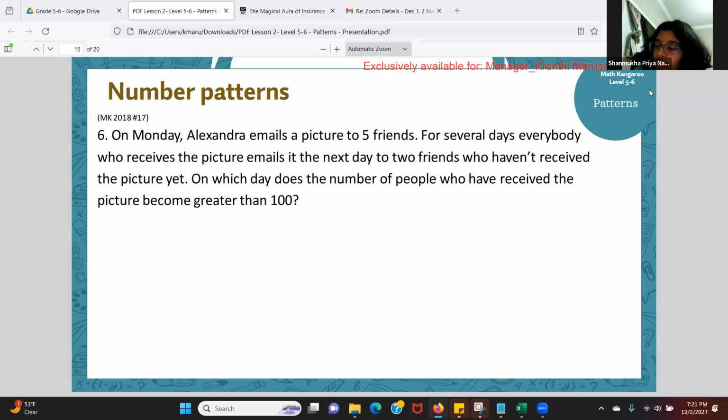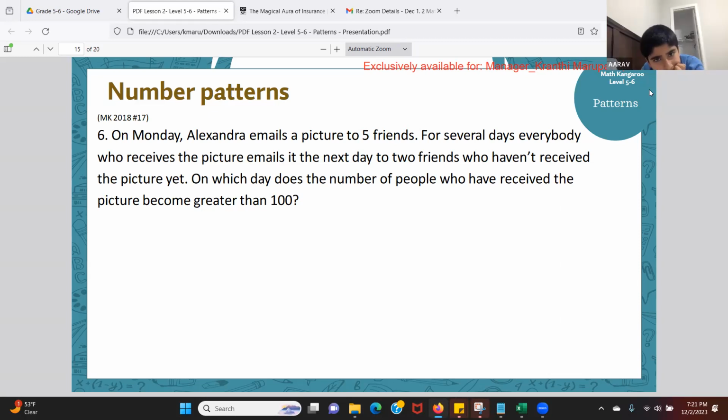Wait, so I have a question. Would it be like 5 one day, the next day 7, the next day 9? No. I think the way the problem is supposed to work, ignoring how poorly it's worded, is that each time the amount of people who are sending it doubles.